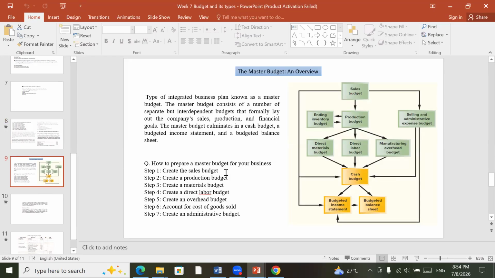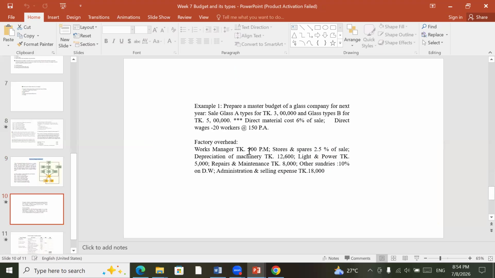So create a sales budget, create a production budget, create a material budget, create a direct labor budget, create an overhead budget, account for cost of goods sold, create an administrative budget. Separately, every type of budget you have to get ready, then you summarize. This summary of all budgets is called a master budget. So the master budget is very easy. There is simple math about the master budget. This mathematical problem we have to solve with a master budget.